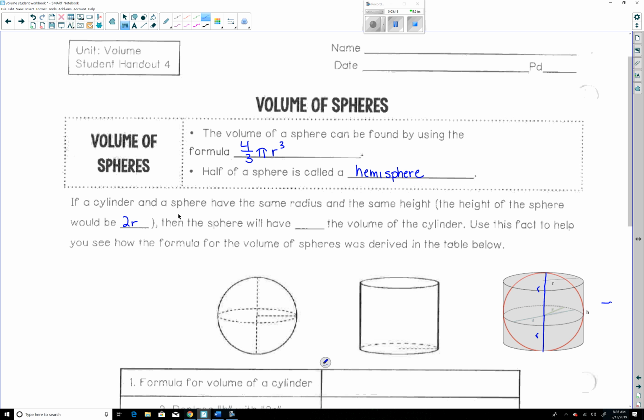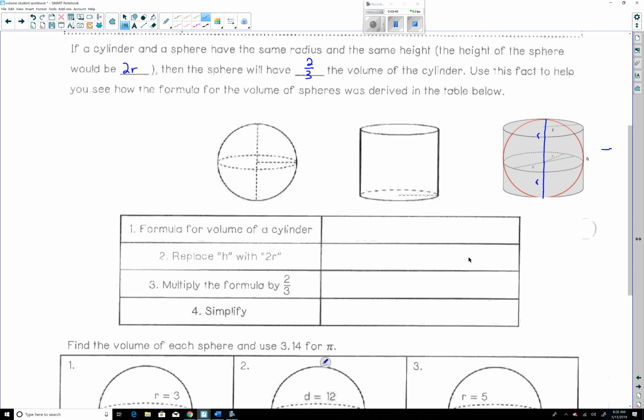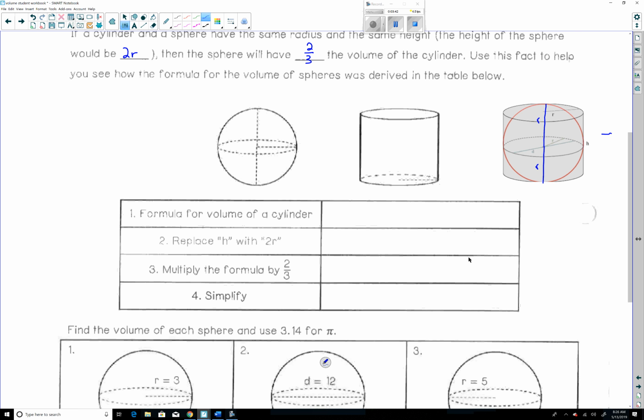Okay, so if a cylinder and a sphere have the same radius and the same height, the height of the sphere is going to be 2 radius. Then the sphere will have 2/3 the volume of the cylinder. You're like, wait, what is happening right now? Use this fact to help you see how the formula for the volume of spheres was derived in the table below. Hang with me here. I know it's probably not making perfect sense yet, but it will in a second.